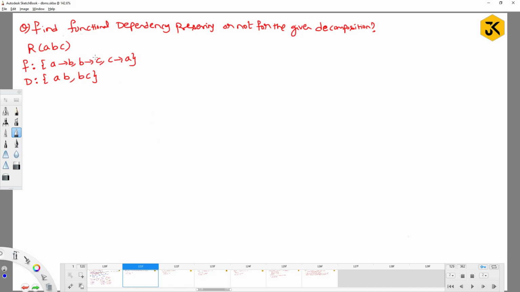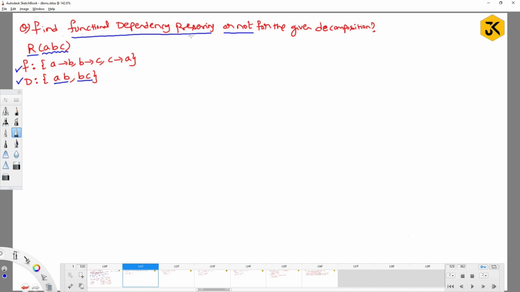Hi everyone, find functional dependency preserving or not for the given decomposition. Here they have given a relation R with a set of attributes A, B, C, and also the set of functional dependencies which are possible for the relation R and the set of decomposition relations which are possible on the relation R. Finally, we need to define whether the FDs are preserved over these sub-relations or not.